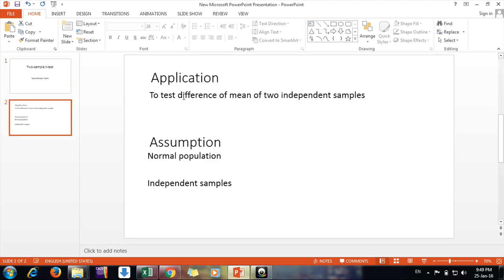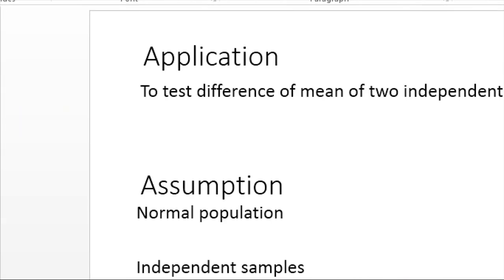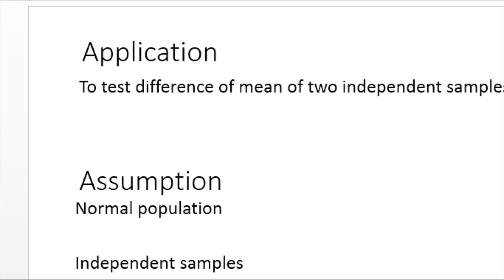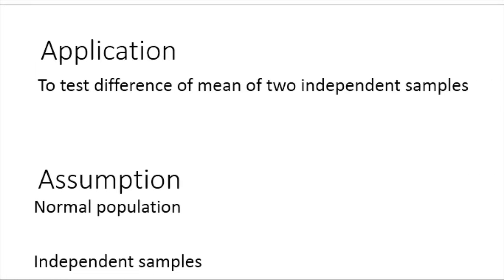The application of this two sample t-test is if we want to test the difference of means of two independent samples. Friends, we have two independent samples, we take the mean of each, and we compare them: is the difference significant or not? Are they different from each other statistically? For that, we do a two sample t-test.